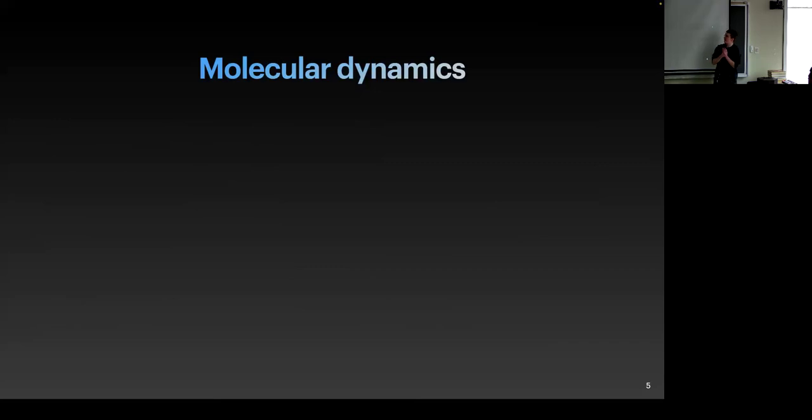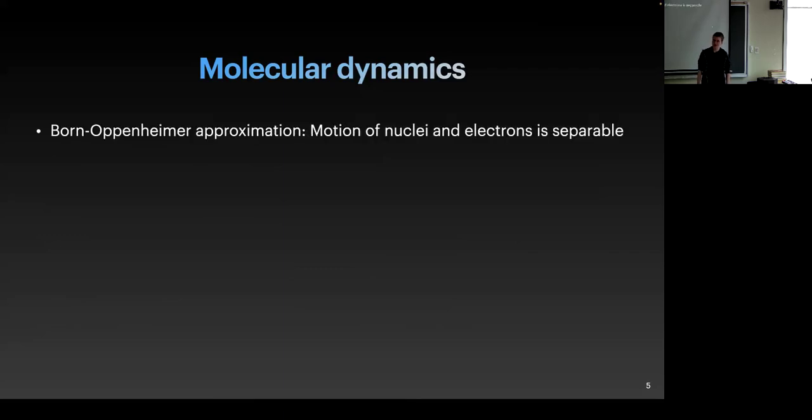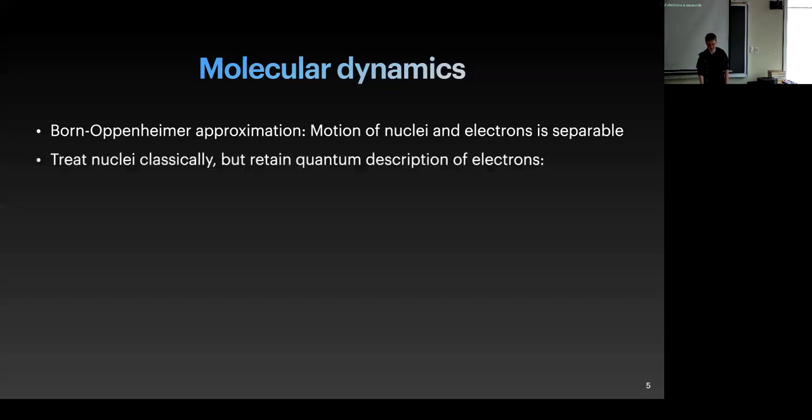So the main application I will be talking about is molecular dynamics in this sort of hybrid quantum-classical regime. The idea is we consider the Born-Oppenheimer approximation, which tells us that we can separate the motion of our nuclei and electrons. Then going one step further, we treat the nuclei, being very heavy, as classical particles, but we do retain the quantum description of our electrons.